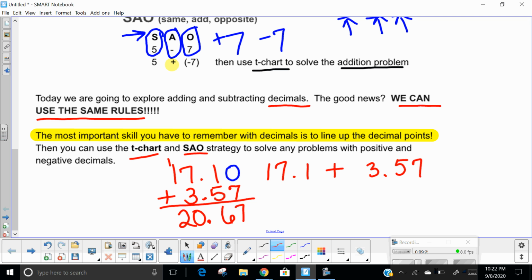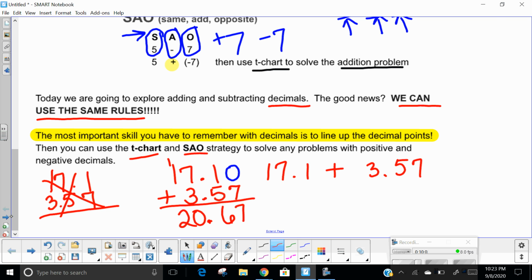So we have to remember that we line up the decimal points. If I did 17.1 and then I did 3.57, that would not be correct because my decimal points are not above and below each other. So this is the wrong way to do this. My decimal point has to be above each other. So see how they're straight up and down, and then my answer is right below it.